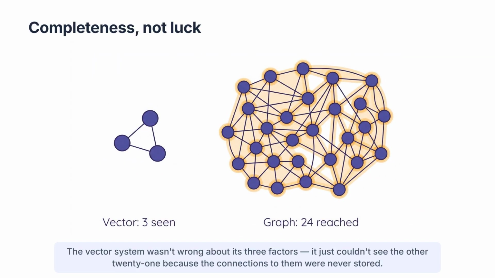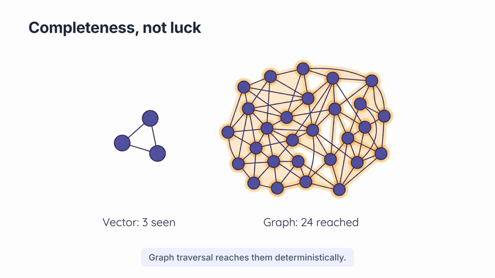The vector system wasn't wrong about its 3 factors. It just couldn't see the other 21 because the connections to them were never stored. Graph traversal reaches them deterministically. Completeness stops depending on whether the right chunk happened to be similar.